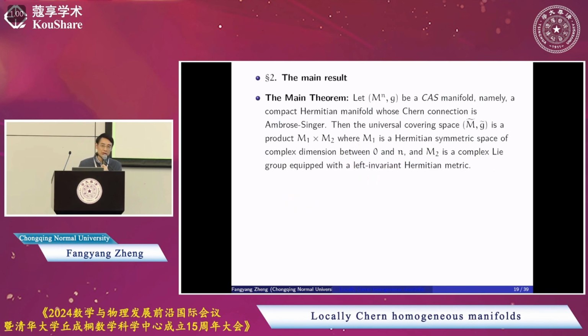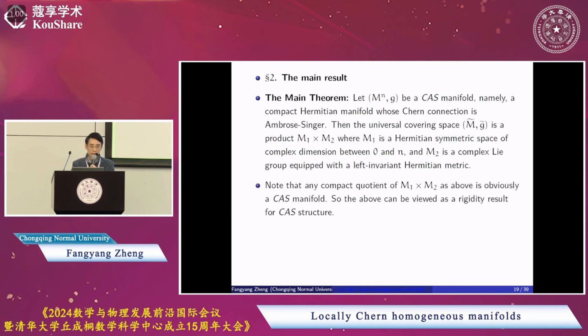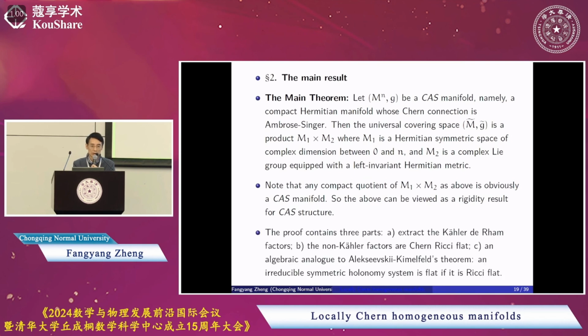Okay, so our main result says that essentially it's a negative result, it's a non-existence result. So if you want the Chern connection to be Ambrose-Singer, then you only get the trivial examples, the Hermitian symmetric ones or the Chern flat ones, or their product.